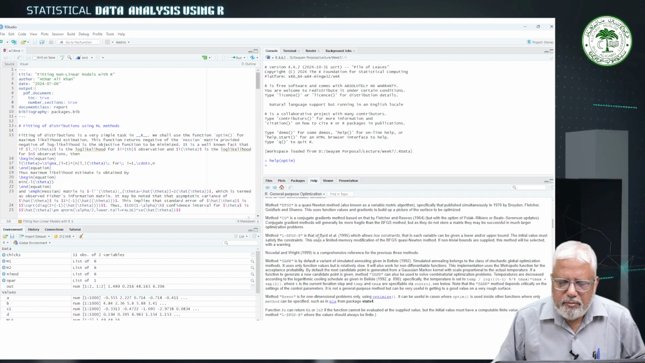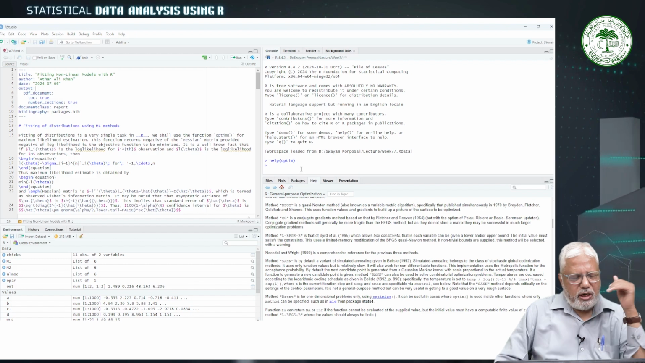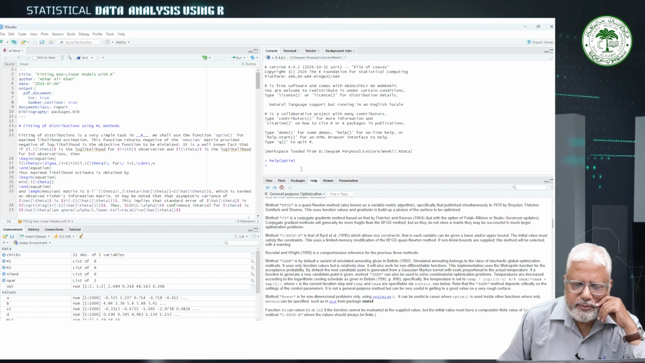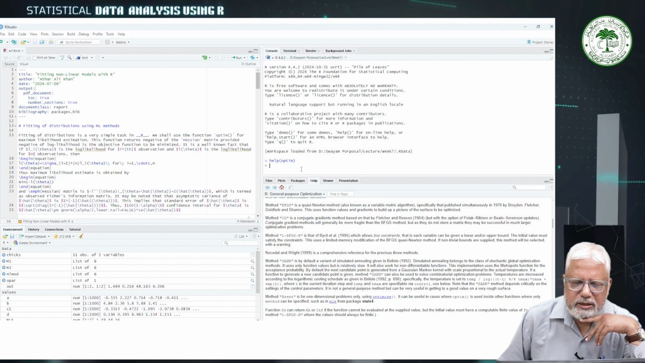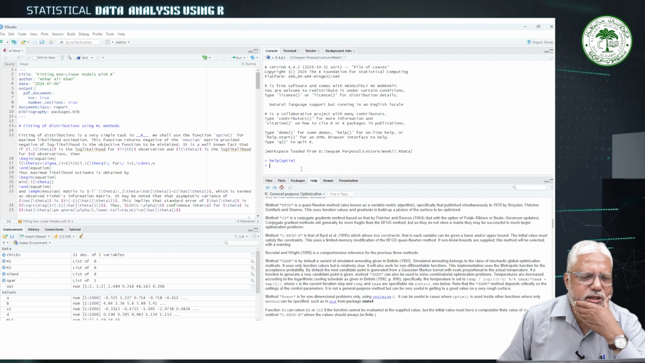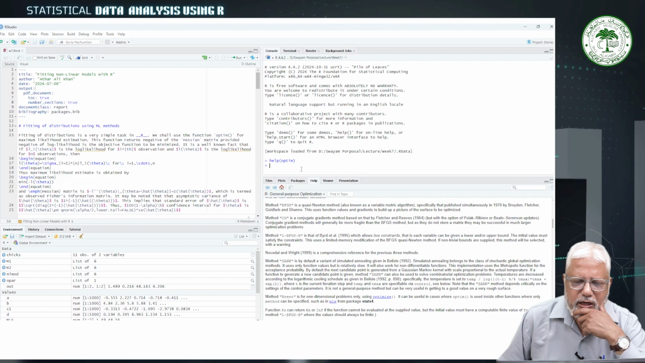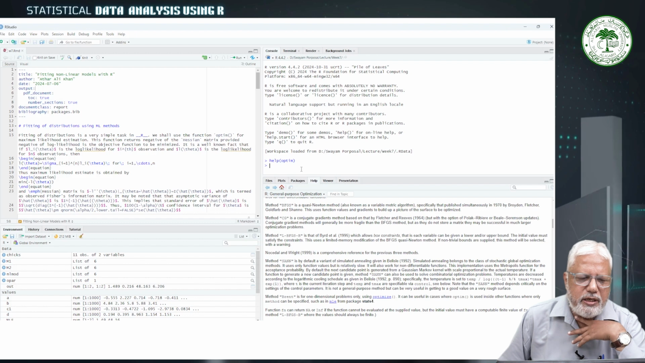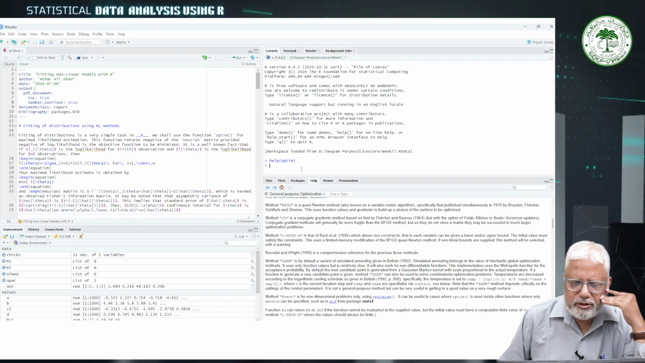Actually, BFGS is named after the four authors who developed this optimization method in the 1970s. BFGS stands for the names of the authors: B stands for Broyden, F stands for Fletcher, G stands for Goldfarb, and S stands for Shanno. These four authors worked independently, and they recommended this method.